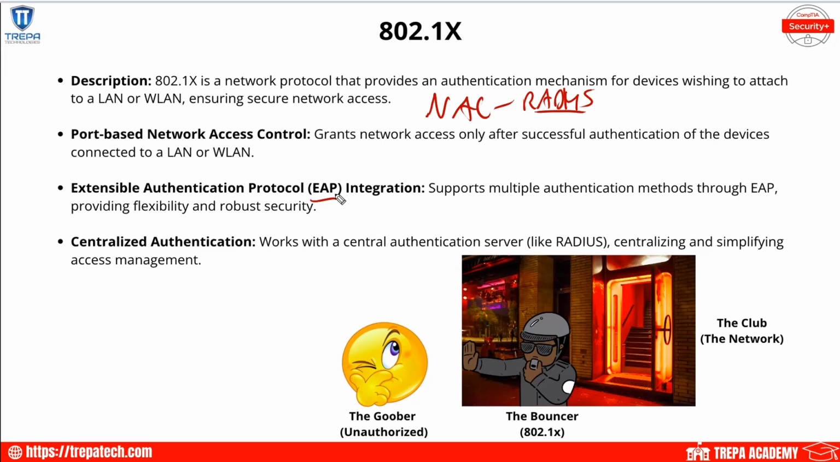We can use 802.1x with the extensible authentication protocol or framework, typically in our wireless LAN connections, and it can also be used in services like Cisco ICE, Identity Services Engine, to allow network access control for any device plugging in to our network.